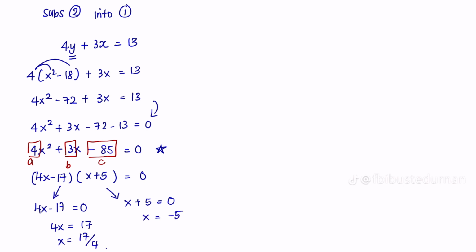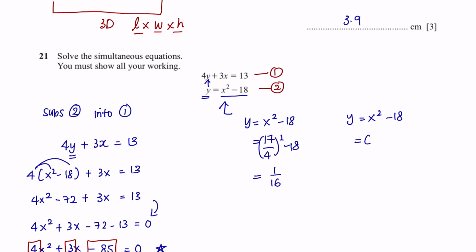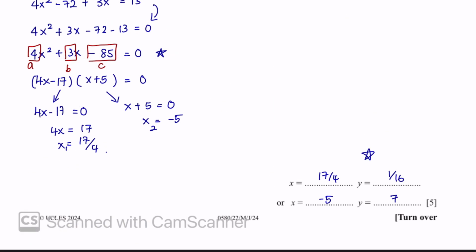Okay, now that we have got 2 x values, we will substitute that into the equation of y. So the first x value was 17 over 4, giving us a y value of 1 over 16. And when x is negative 5, you'll get a value of y equals 7. And you can write your final answer in the space given.